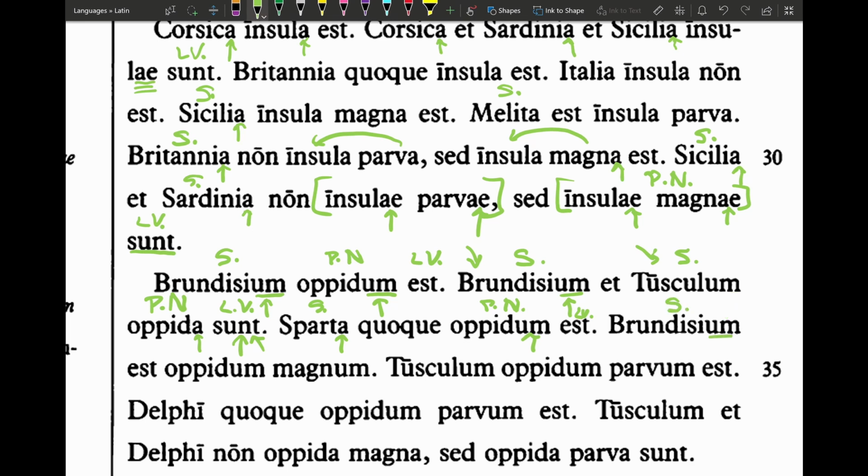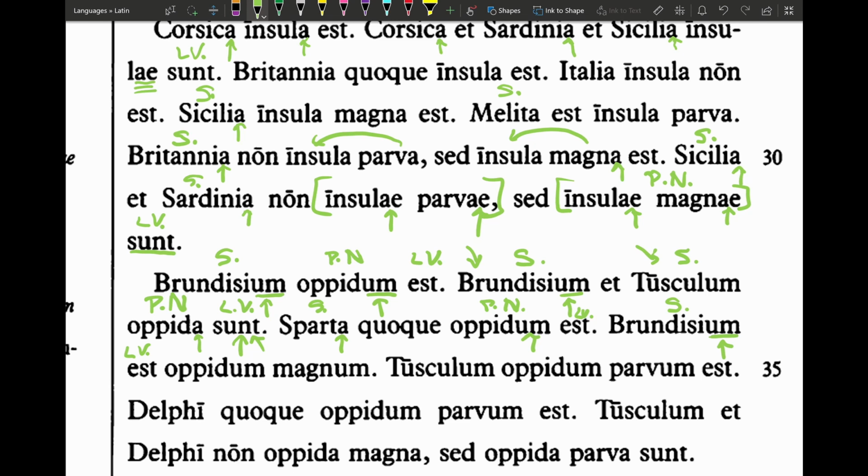It's Brundisium. Right here, it's our um ending for a nominative, singular, neuter noun. Our linking verb actually appears in a different area in the sentence. It's actually in the middle. Look at oppidum. This is our noun in the predicate nominative. Now we have an adjective agreeing with it. Look at the ending of the adjective. It's because it has to agree with the noun it's modifying.